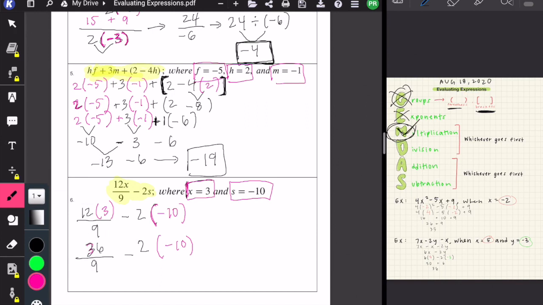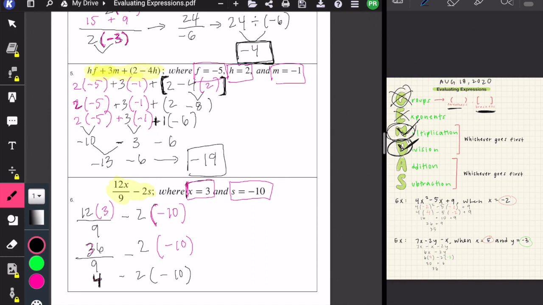Okay, so all done with multiplying. Now we're doing division. 36 divided by 9 is 4. 4 times 9 is 36. So 36 divided by 9 is 4, and then bring everything down. Okay, now look at that. All done with the division.